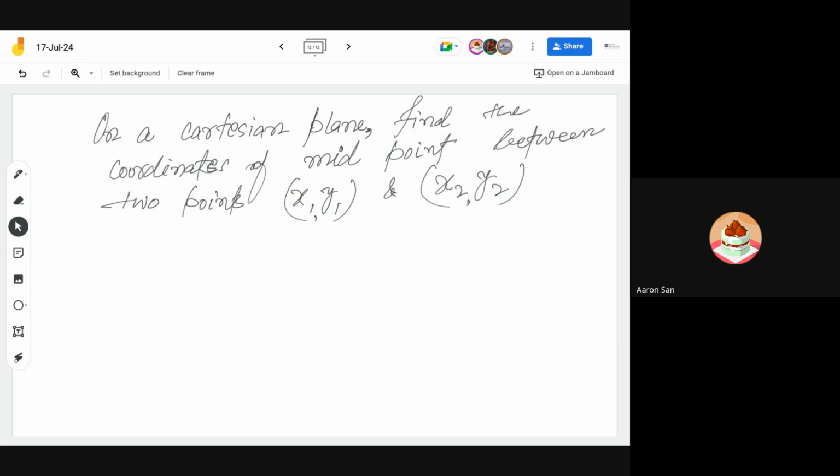Is the midpoint x2 minus x1 over 2 and y2 minus y1 over 2? Type it out and think carefully.